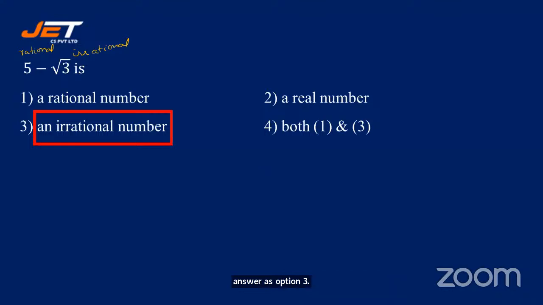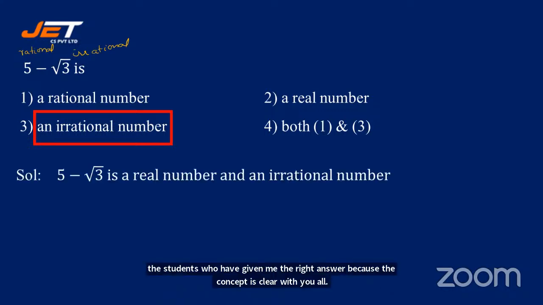Here I would like to give you an explanation. 5 is a rational number. All right. So when any irrational number is either added, subtracted, multiplied, whatever is done with a rational number, it becomes an irrational number. All right. So that is why we are choosing the option 3, an irrational number, as a correct answer. Excellent to all those students who have given me the right answer, because the concept is clear with you all. I'm very happy with that. All right, let's move on to the next question.